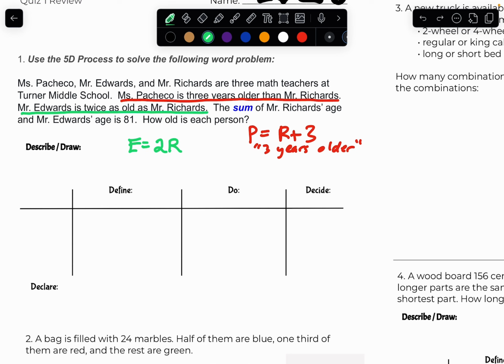And now this is where we get to the important part. It says the sum. What does the word sum mean? Sum means addition. So if we add our Mr. Richards and Mr. Edwards, we get 81. Now what we have to do is figure out how old each person is.